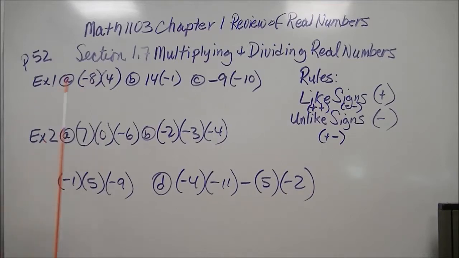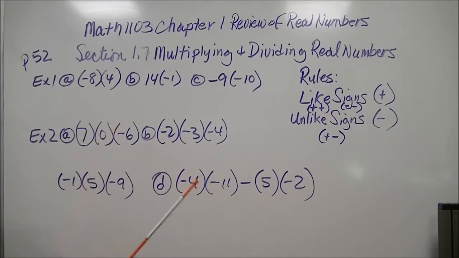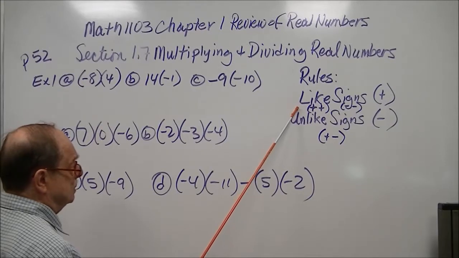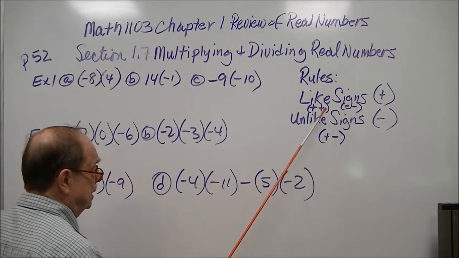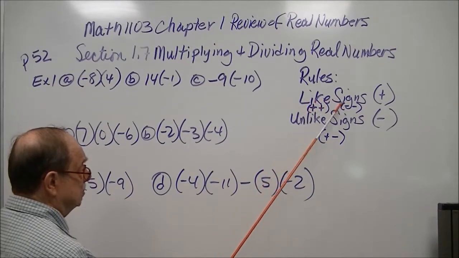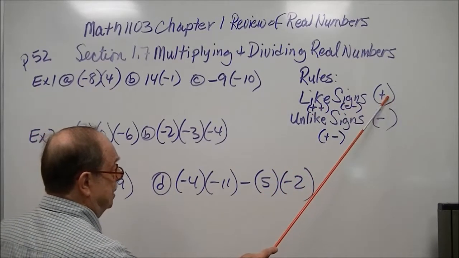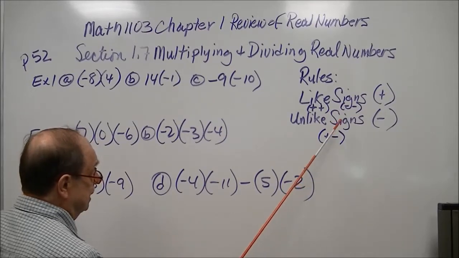Going on now to section 7 of chapter 1, in which we're going to be dealing with multiplying and dividing real numbers. There are two basic rules when you are dividing and multiplying, and I have them over here as a little summary. If the factors you are multiplying have the same sign, that is, they're both plus or they're both negative, the product, that is, when you multiply factors with like signs, both positive or both negative, the results are positive. If they are unlike signs, that is, one is positive and one is negative, then the results are negative.